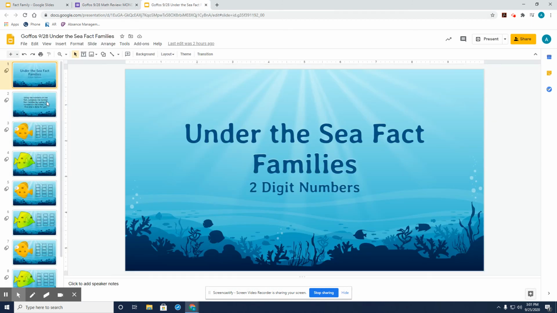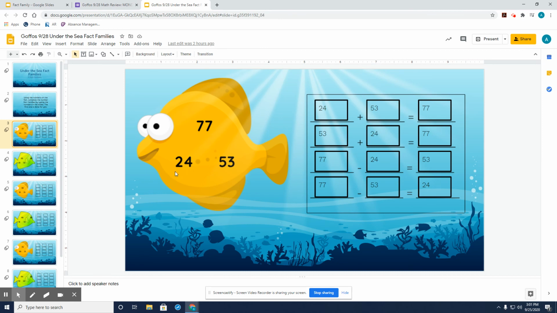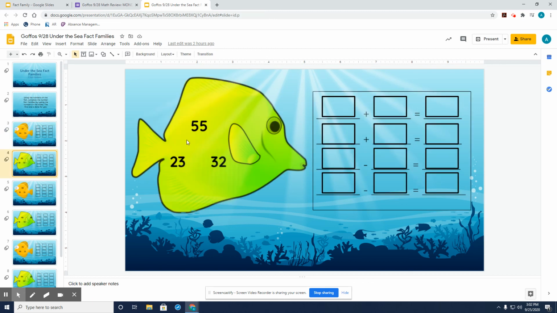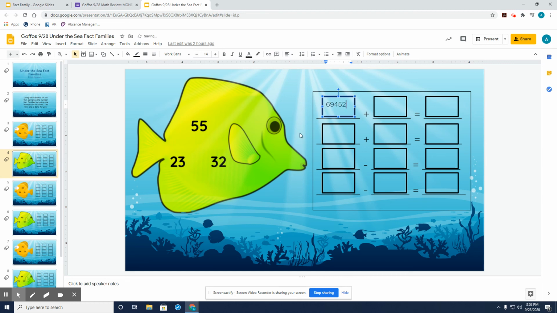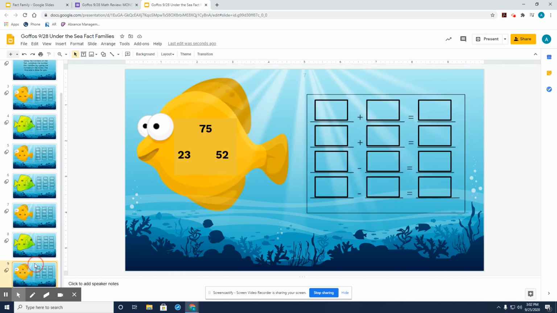And then this is the other thing you're doing today under the C fact families. It says using the numbers on the fish, complete the number of fact families by typing the numbers in the boxes. The first one's done for you. So we have 77, 24, 53. And just like we did in the slides just now, we have 24 plus 53 is 77, 53 plus 24 is 77, and the largest number is over here for subtraction. And so for the rest of these, you just double click. It does make the border blue, but you have your cursor, so you are able to type. And you have 1, 2, 3, 4, 5, 6 of those to do.